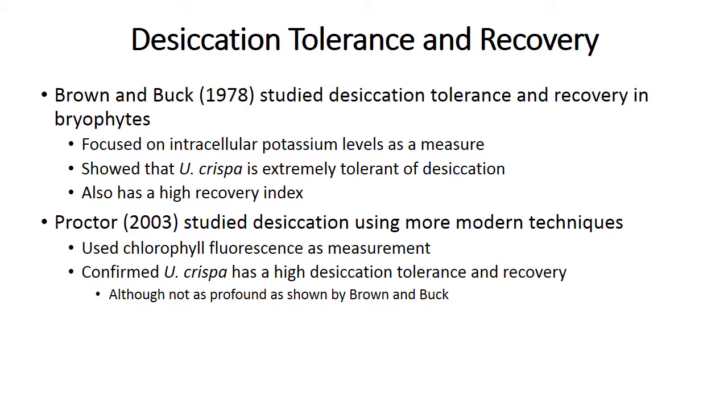And they also showed that it has a high recovery index, so it can recover from desiccation faster than others. Proctor in 2003 also studied desiccation, but used more modern techniques. He used something called chlorophyll fluorescence as a measurement, and this confirmed that Ulota crispa has a high desiccation tolerance and recovery. It was not shown to be as profound as Brown and Buck thought.